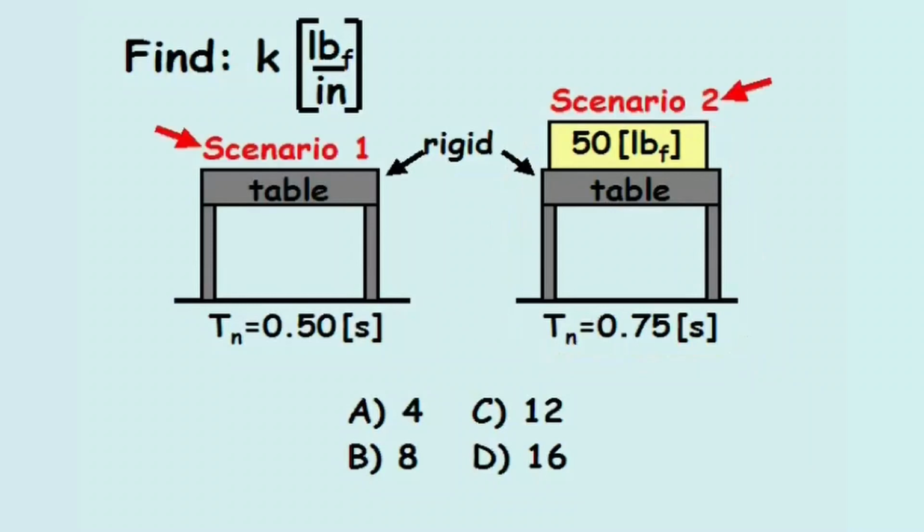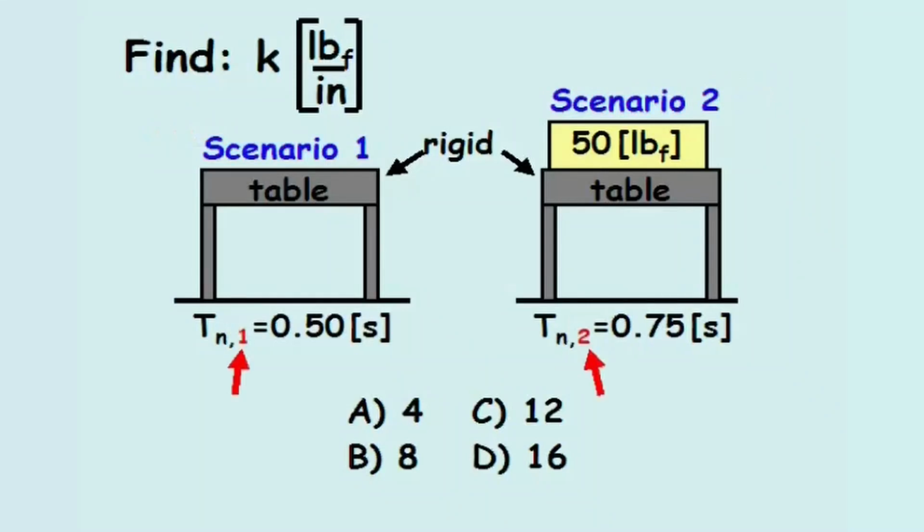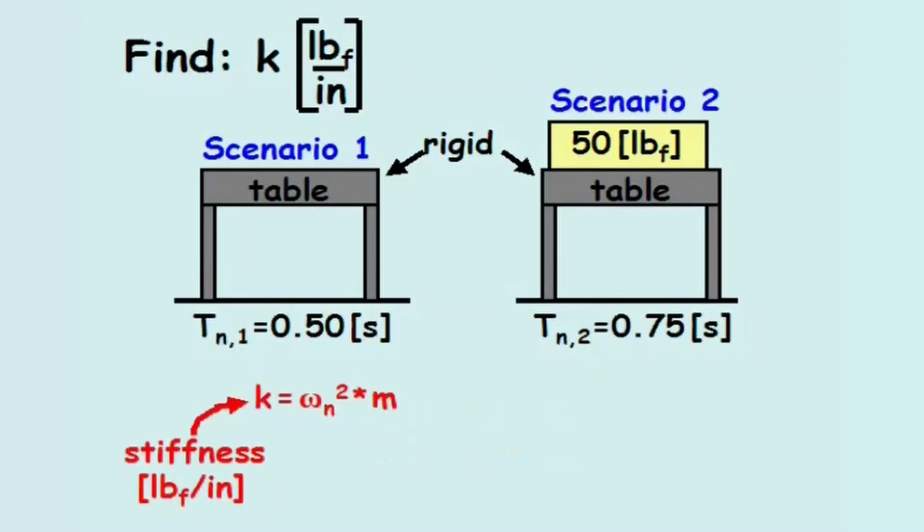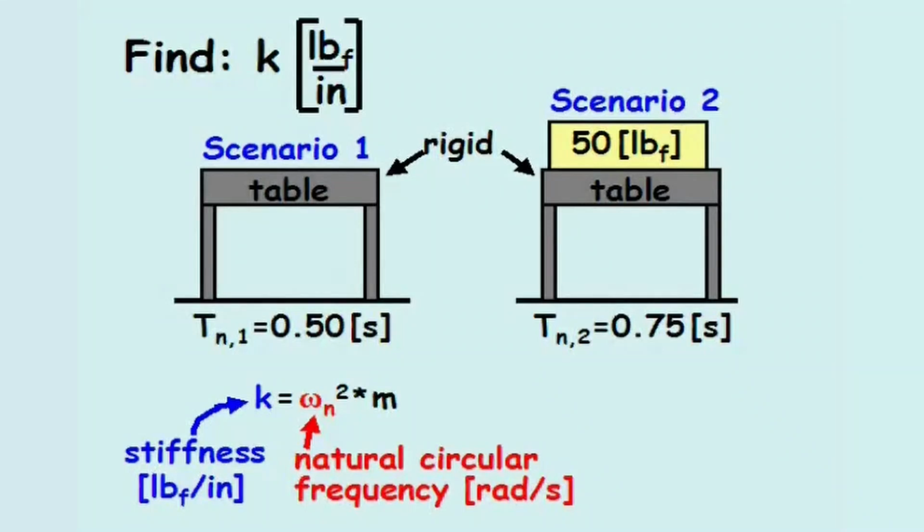For sake of clarity, we'll refer to these two instances as Scenario 1 and Scenario 2, and use subscripts 1 and 2 to identify the scenario, when appropriate. The general equation for stiffness equals the natural circular frequency, omega sub n, in radians per second, quantity squared, times the mass, m, in pounds force seconds squared per inch.